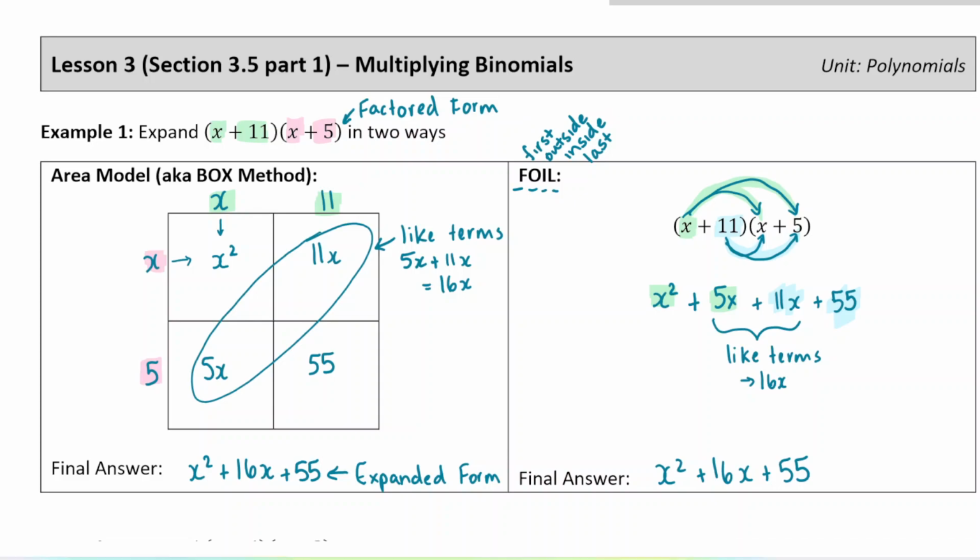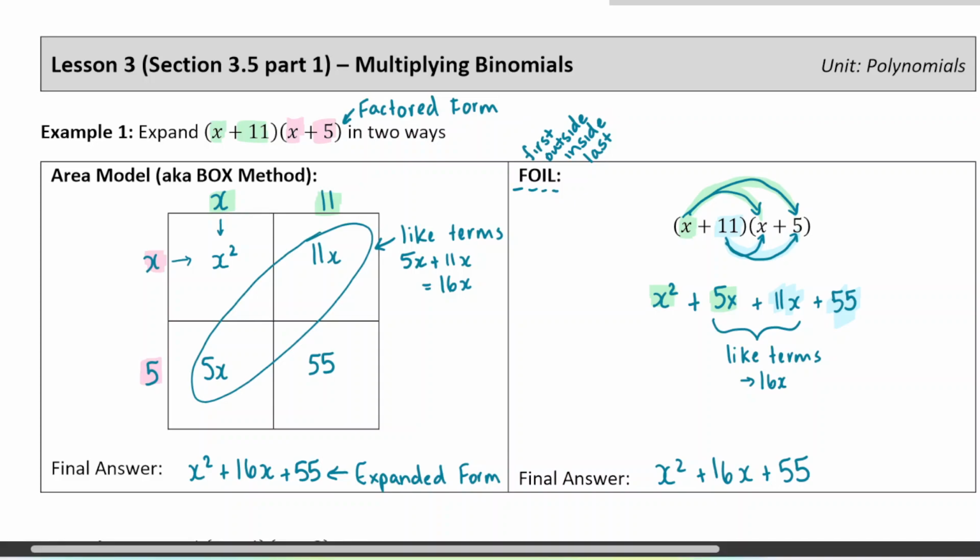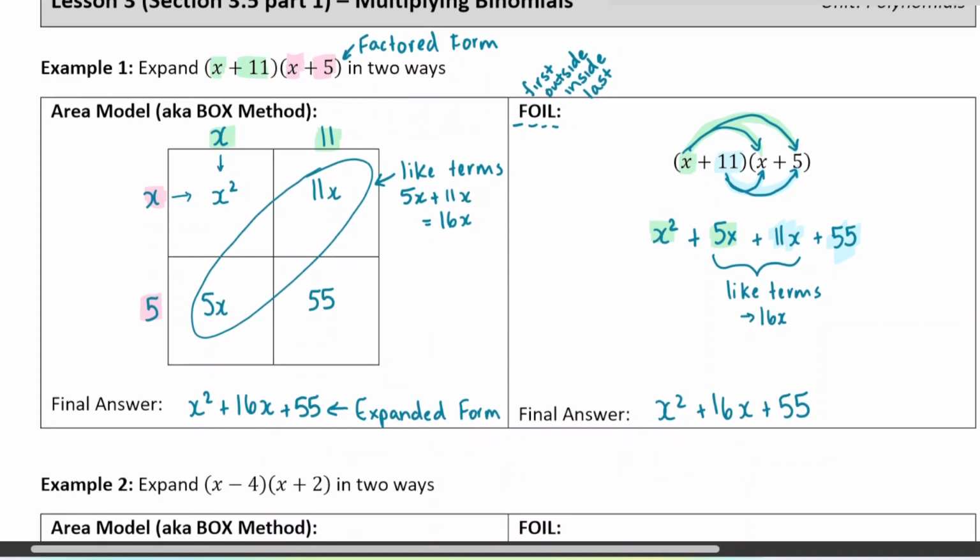Okay, let's practice one more time, this time with two binomials that involve a negative. One of the numbers is going to be negative.